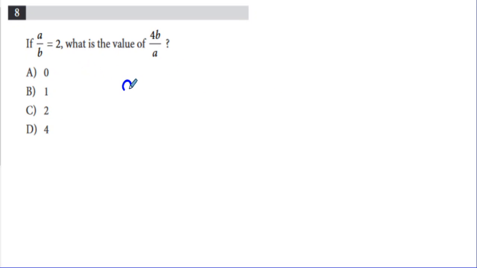Okay, so if I say a over b, and I'm going to change this a little bit. Instead of writing 2, I'm going to write 2 over 1. Here's why. There's a rule that says if I flip over the left and make it b over a, I'm doing that because that's what they want. They want b on top, a on bottom. I'm going to flip over the other side as well. So instead of being 2 over 1, it's going to be 1 over 2. So now I have b over a is equal to 1 over 2.